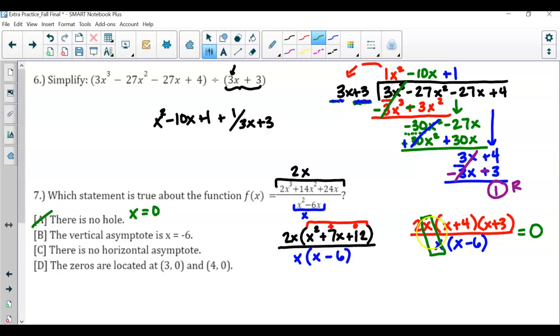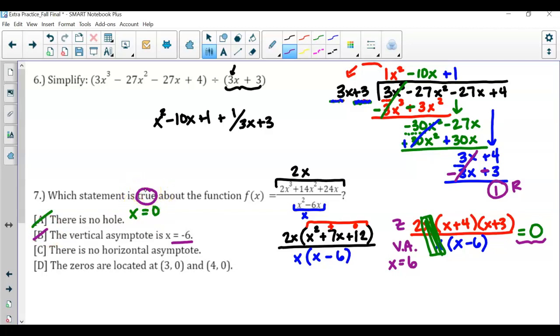Now I'm going to look back and again cancel out, so this would be eliminated. Then we always get the zeros from the numerator and vertical asymptote from the denominator. Again, all equal to 0. So that means the vertical asymptote here in my denominator, well, if this is x minus 6, then that means my vertical asymptote is x is equal to positive 6. But this says negative 6. So B is false. Remember, we're looking for our true statement.